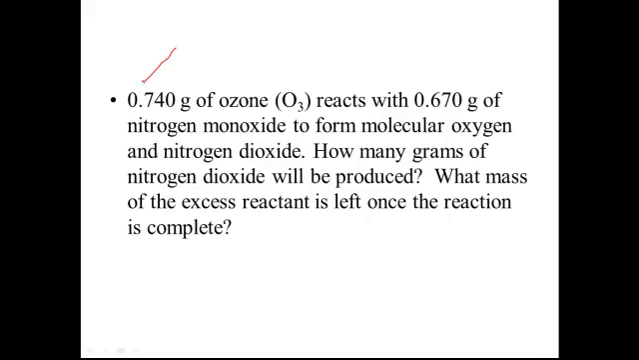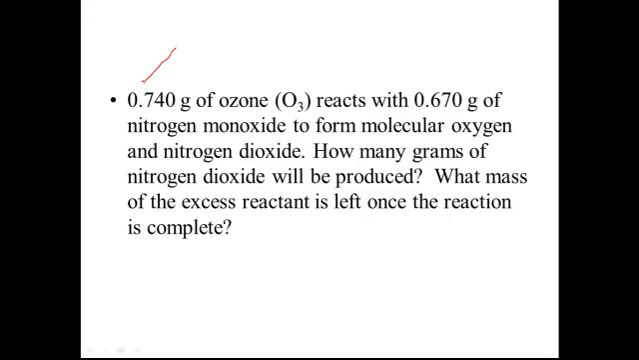0.740 grams of ozone. The chemical formula for ozone is O3. It reacts with 0.670 grams of nitrogen monoxide to form molecular oxygen and nitrogen dioxide. How many grams of nitrogen dioxide will be produced? And then here I'm asking you what mass of that excess reactant is left over.